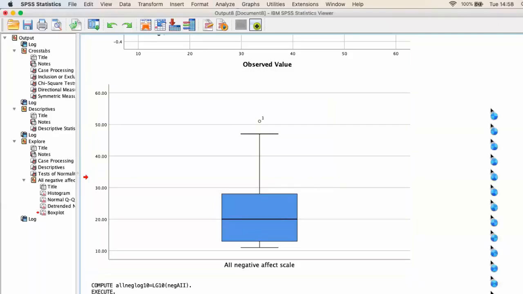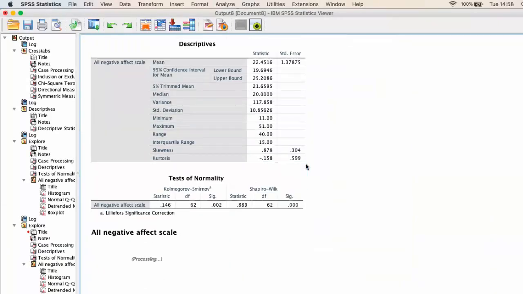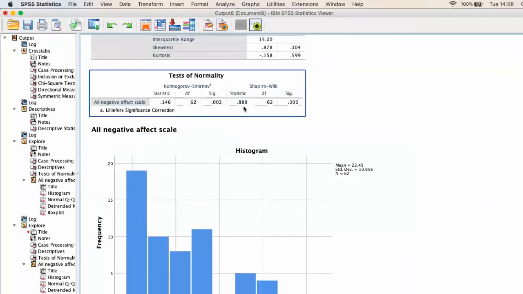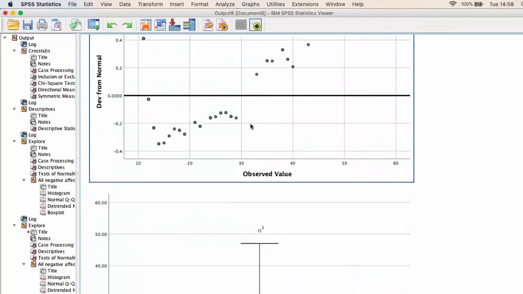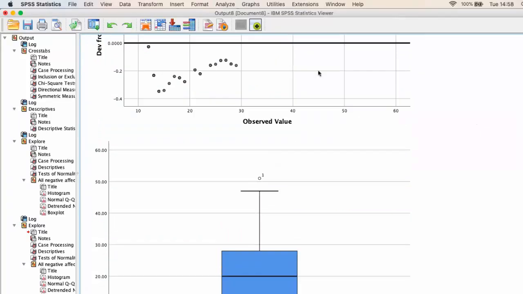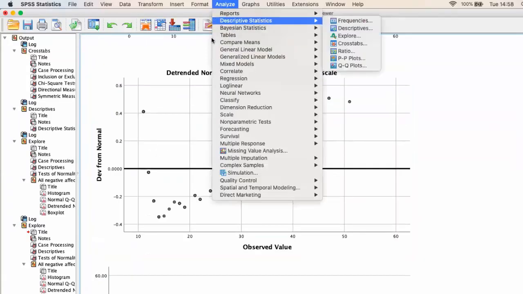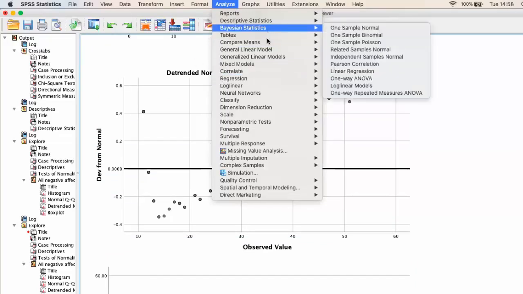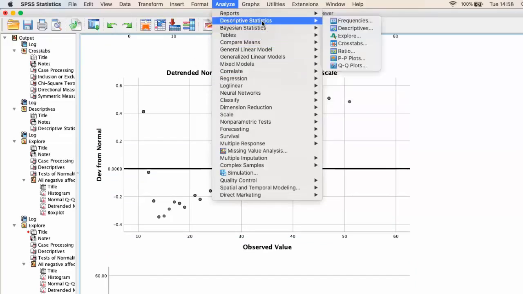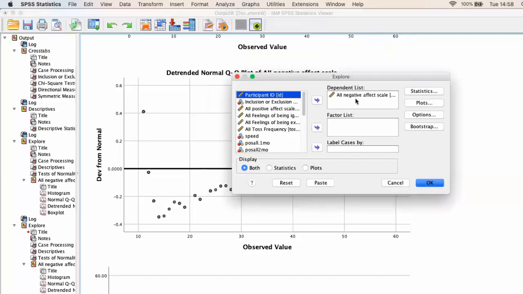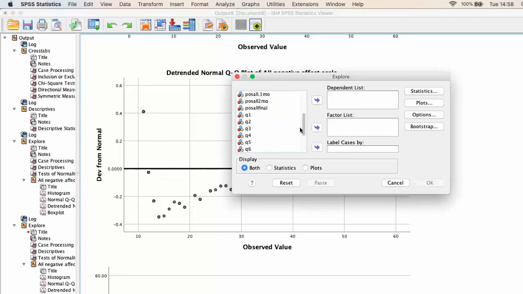I think you ran the same one, not the new one that you transformed. Thank you, Karis, I think, or who said that? Yeah, Ms. Karis, thank you. Descriptives, Explore, boom. All negative affect log 10, boom.